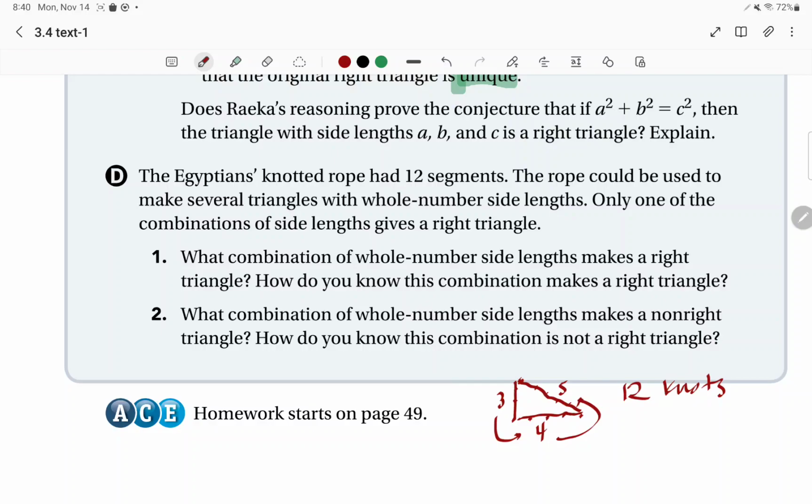And then what combination of whole number side lengths make a non-right triangle? Well, there's many, right, that would make a non-right triangle. Because if you had 5 and 5, that wouldn't even make a triangle, right? But it would make, let's say 2, 3, and 5, something like that. 2, 3, and 5, or 2, 3, and 6. Even all of those would be non-right triangles. The only whole number right triangle is a 3 by 4 by 5 triangle.